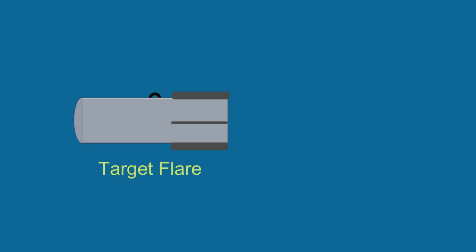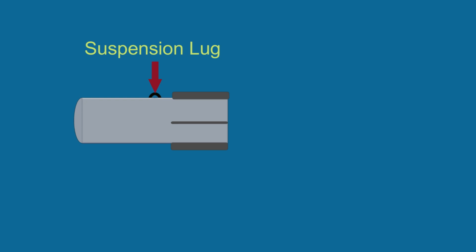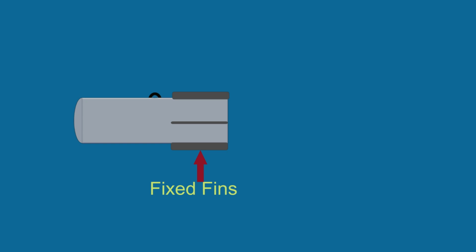Basically, it's a metal container having a suspension lug at the top to suspend it underneath the wing of an aircraft. These are the fixed fins to stabilize the flare after releasing from an aircraft. This is the fuse fitted in front of the flare. It has a small quantity of explosives and has a delay mechanism. The purpose of the fuse is to initiate the main explosive in air. Behind the fuse there is an explosive pad.